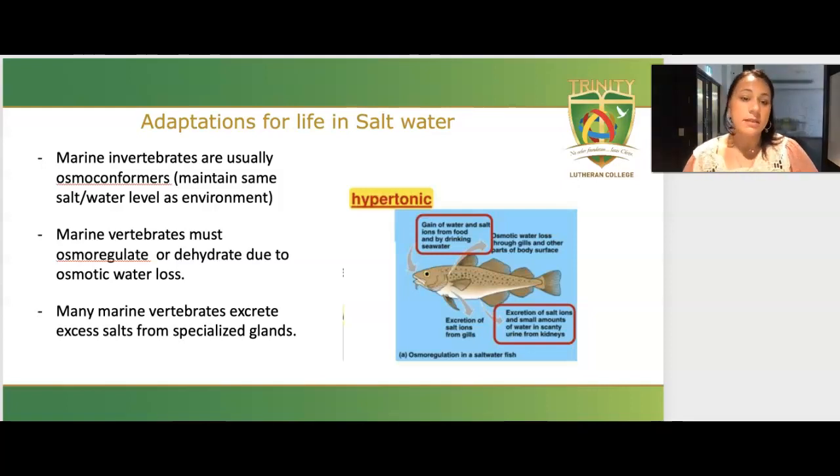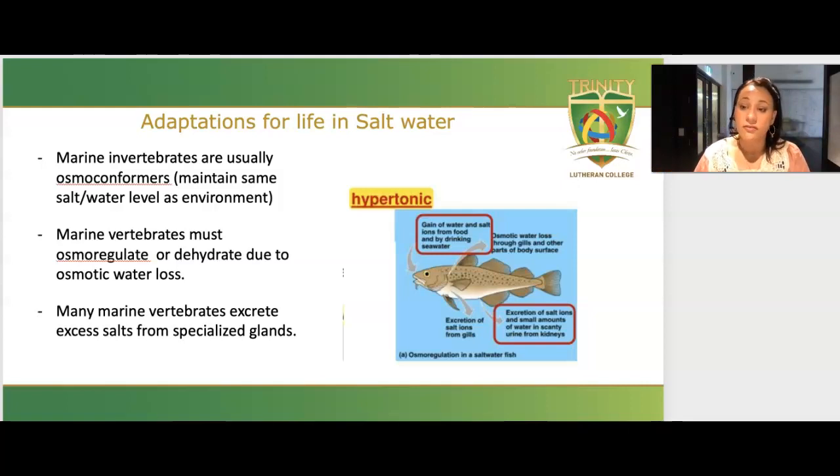In some organisms, like marine invertebrates, they're snails and things like that, they actually are osmoconformers. They simply mimic the internal and external environment. They maintain the same water and salt balance as that environment. So as it changes, so does it change inside their bodies.